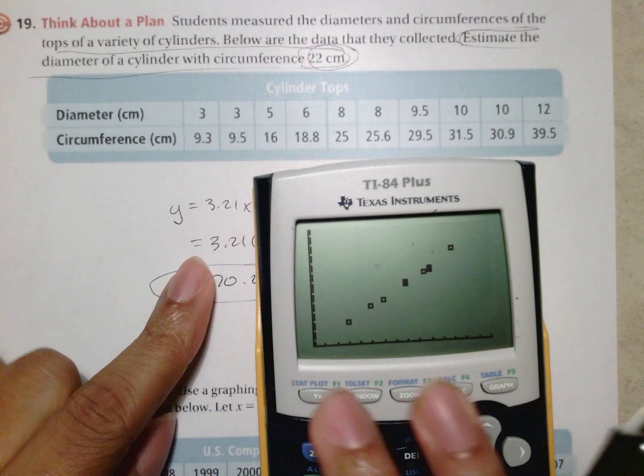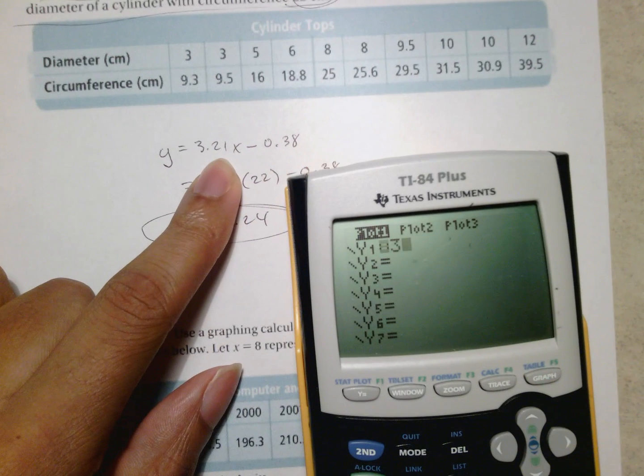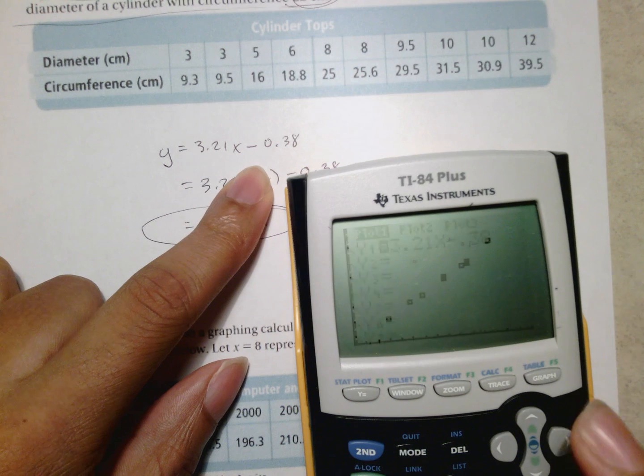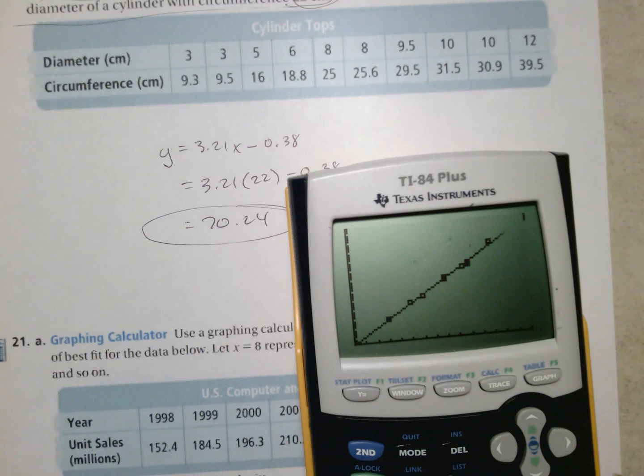And then again, if you want your trend line, you simply go to y equals. You type in the equation that we have here, 3.21x minus 0.38. And that should send the line, as we saw, that goes pretty much through the center of all that information.